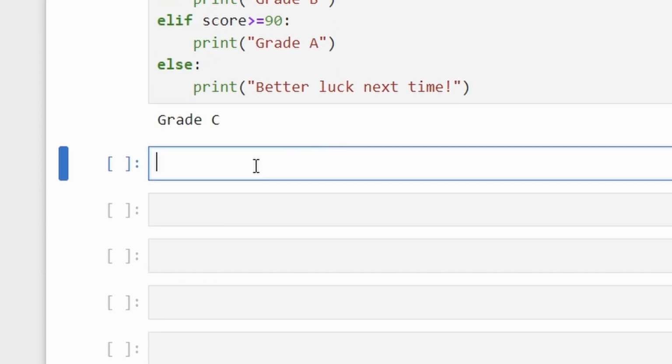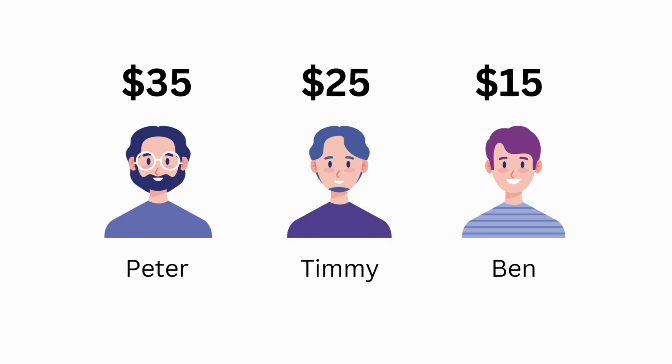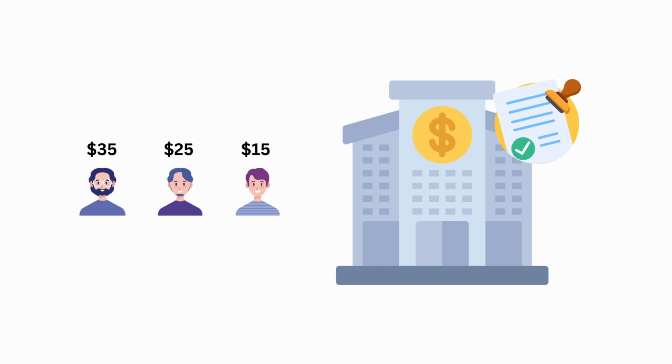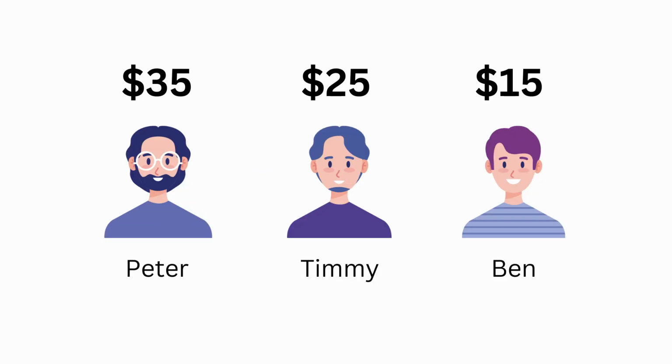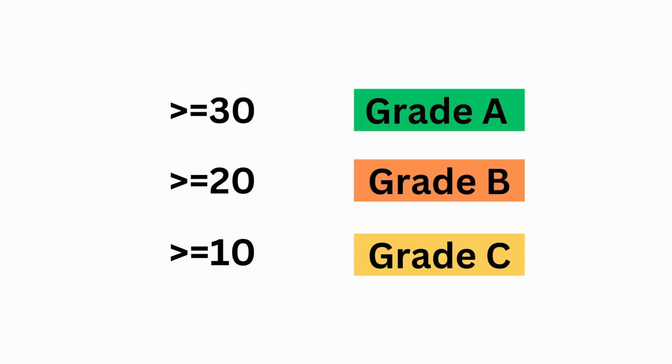We'll use another example here. Let's say there are 3 people, and the bank is willing to match their credit score to the amount of money they have. Peter owns 35, Timmy owns 25, and Ben owns 15. If a person owns larger or equal to 30, that means he gets a grade A credit score. If a person owns equal to or larger than 20, then he has a grade B credit score. At last, if a person owns larger or equal to 10, then he has a grade C credit score.